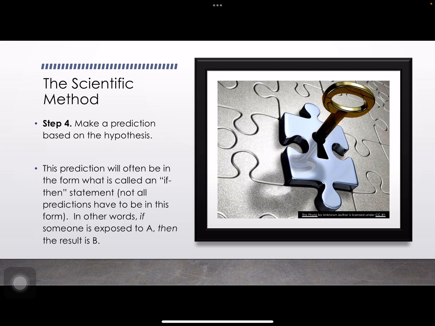Once you have an idea of the relationship you want to explore between an exposure and outcome, you move on to step 4, which involves turning your hypothesis into a prediction. Predictions are often in the form of if-then statements. For example, if people spend more time in the sun, then they will have a higher risk of skin cancer. Or, if people use sunscreen more, they will have a lower risk of getting skin cancer.